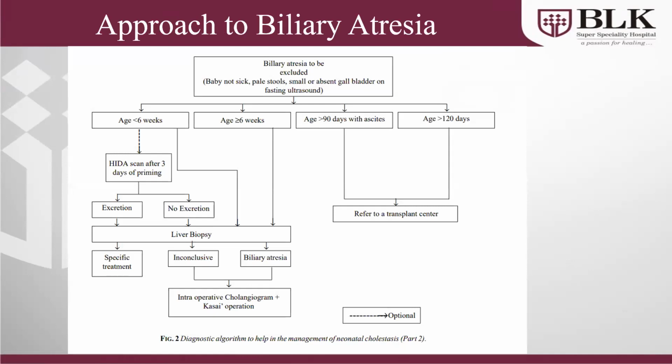Now, if you are strongly suspecting biliary atresia, that is, the baby is not sick, has pale stools, and you have done an ultrasound and the ultrasound is showing a small or absent gallbladder, that is a fasting ultrasound, then if the baby is too small, that is less than 6 weeks, you can order a HIDA. But if the baby is more than 6 weeks, you do not have much time, so do not waste time in doing a HIDA scan, and if you have the facilities, then do a liver biopsy directly or refer the child to a pediatric hepatologist early, because there is a very narrow window for doing a surgery.